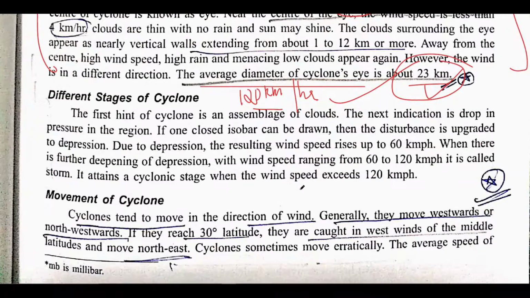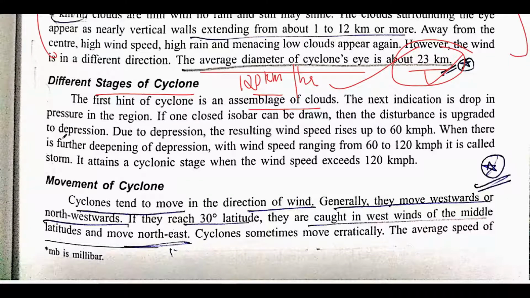Now there are different stages of a cyclone. This is very important. The different stages of a cyclone are: first is the assemblage of cloud. The second one is depression. The third one is called a drop in pressure. The fourth one is called storm, and the fifth one is called cyclone.